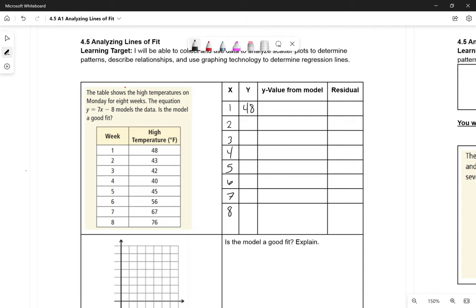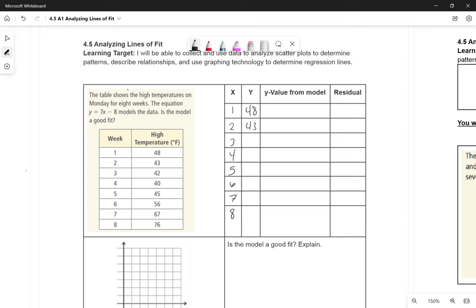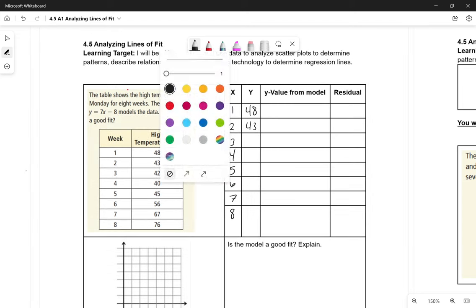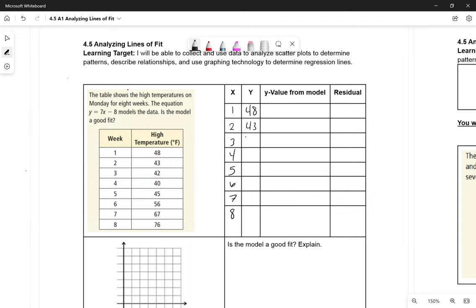And I can tell you right now, just looking at this table, it looks like an Oklahoma spring, or possibly those times where we have random warm points in the winter. And just from experience, I can already tell our equation is not going to model the data, simply because if we put our week 50 in, it would be a huge number. So we're going to look at our y value from model.